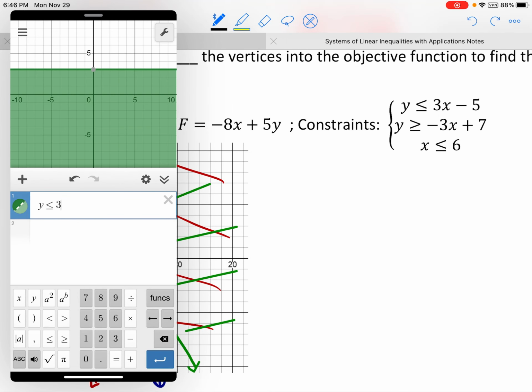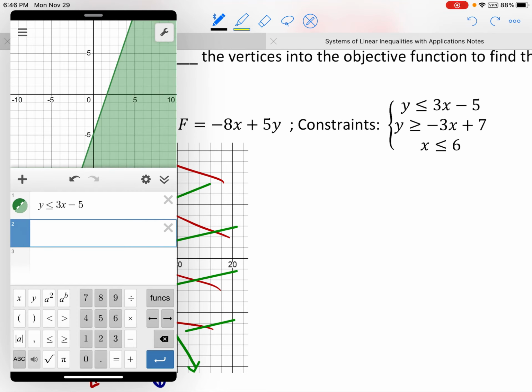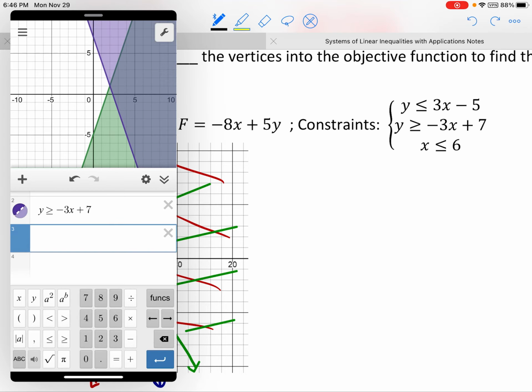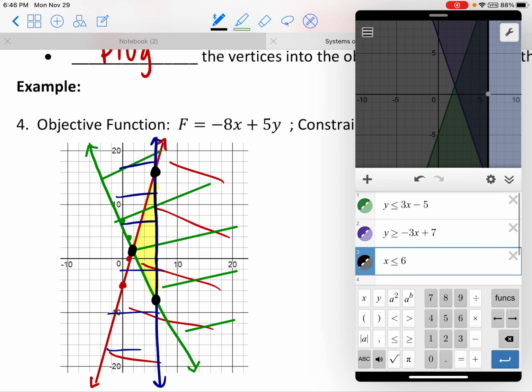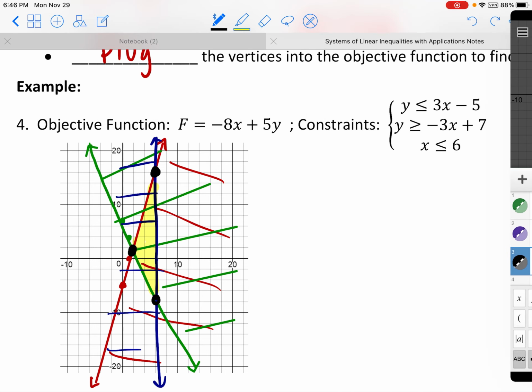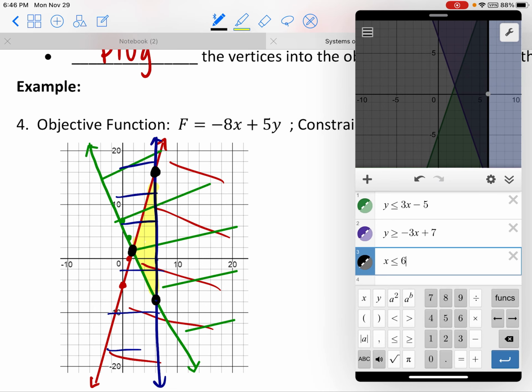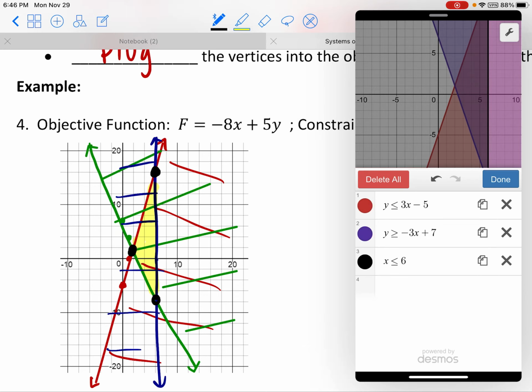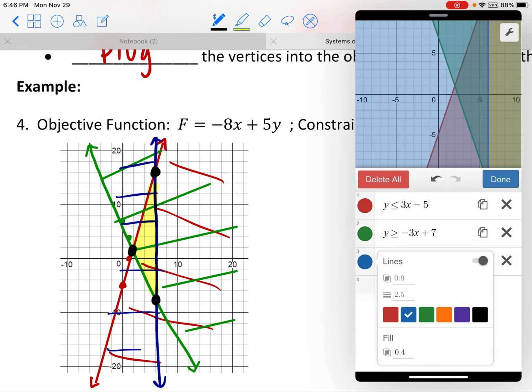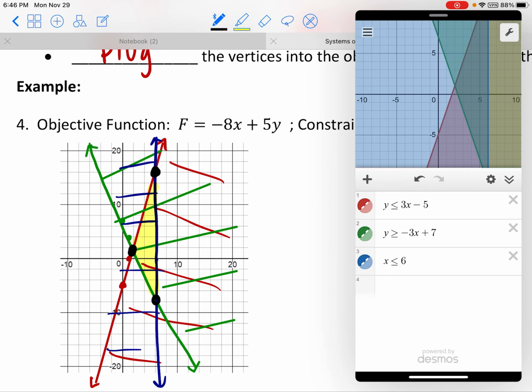So y is less than or equal to 3x minus 5, and y is greater than or equal to negative 3x plus 7, and then lastly we have x is less than or equal to 6. Okay, now just so it corresponds, I'm going to edit these colors. So I did a red, and then I did a green, and then this one I did blue. Okay, so there it is, the same picture.